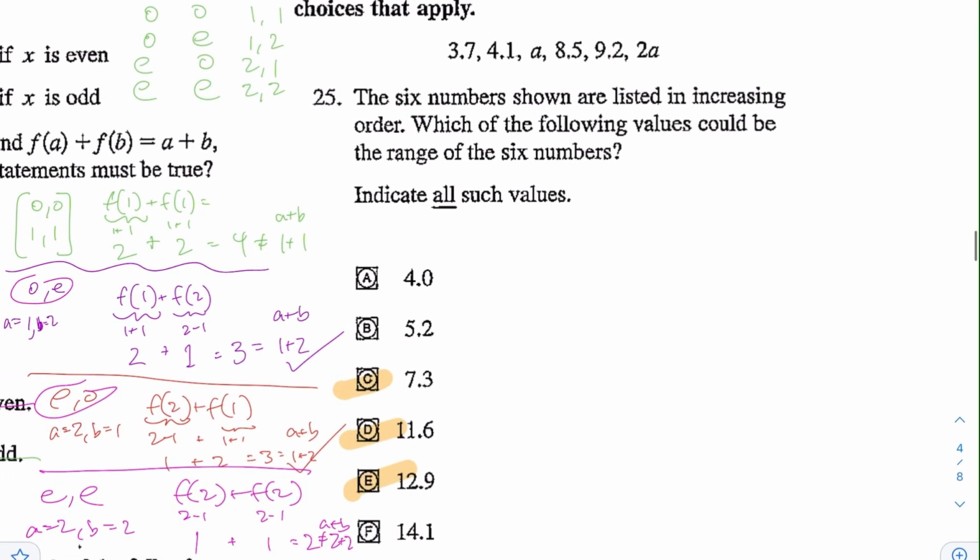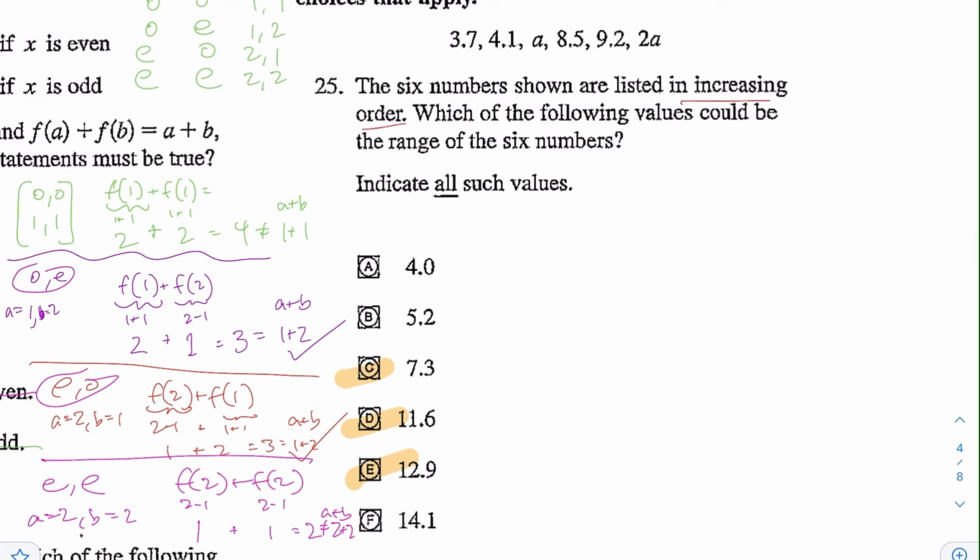Okay, for the next one, you have to select all the answers that apply. So you have 6 numbers shown, and they're listed in increasing order. Which of the following values could be the range of all these 6 numbers? You have to indicate all the values. Now, they're listed in increasing order, which means the range is just the biggest minus the smallest. Which will be 2a minus 3.7.